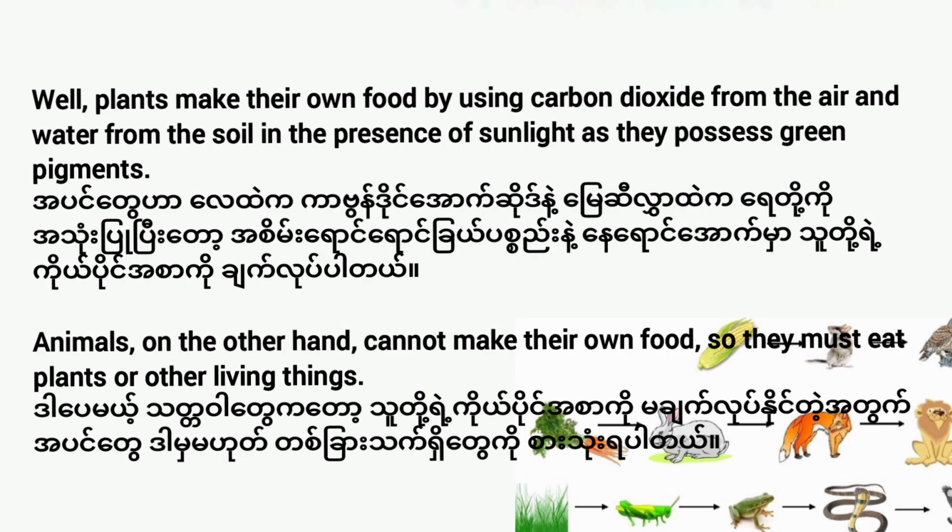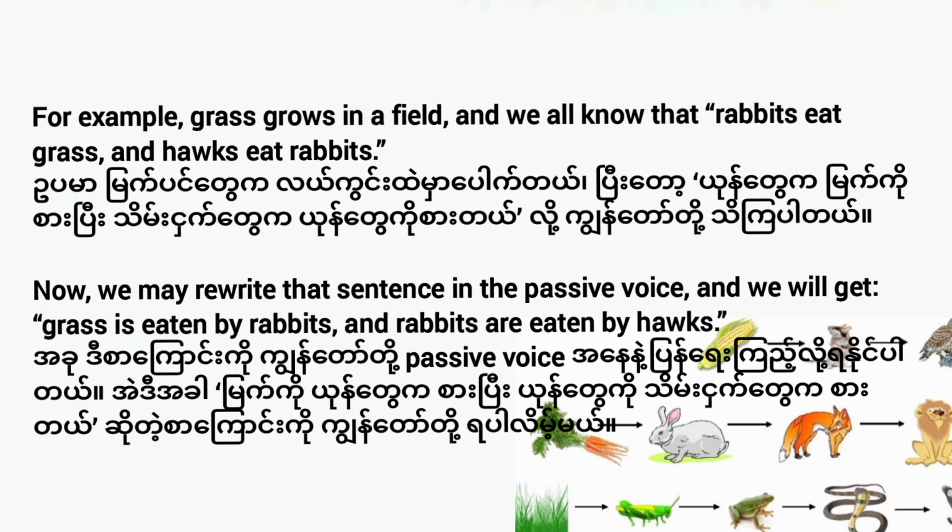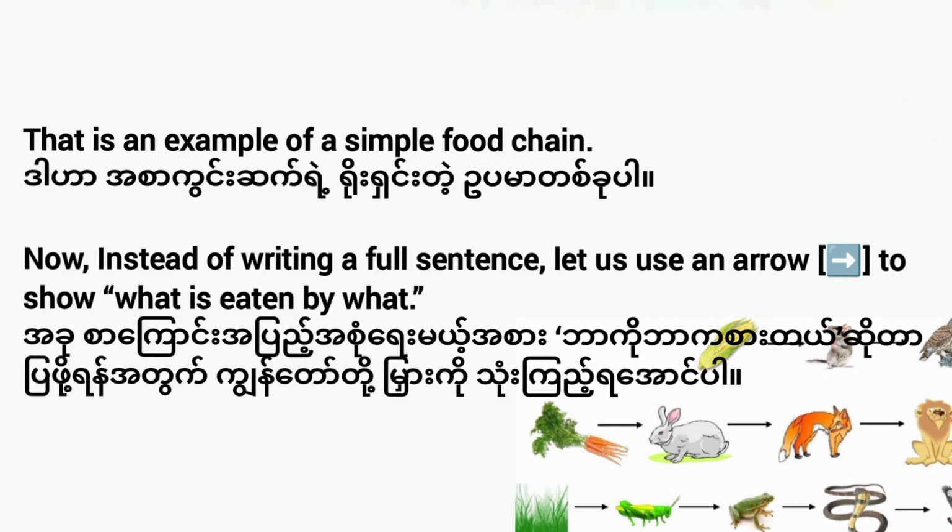Animals, on the other hand, cannot make their own food, so they must eat plants or other living things. For example, grass grows in a field, and we all know that rabbits eat grass, and hawks eat rabbits. Now we may rewrite that sentence in the passive voice, and we will get: grass is eaten by rabbits, and rabbits are eaten by hawks. That is an example of a simple food chain.